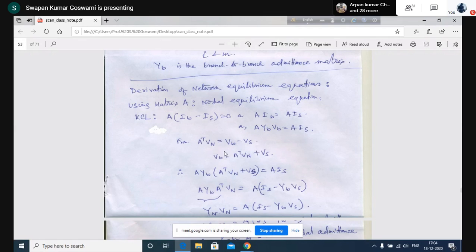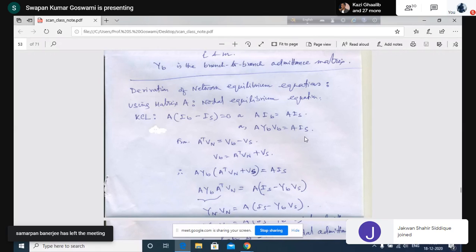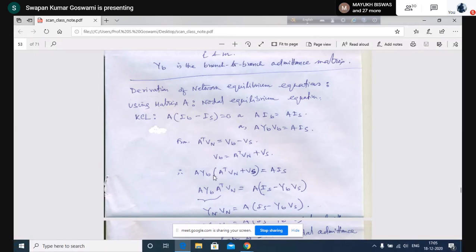Now, we also know that A transpose V naught equal to VE, meaning VB minus VS. We have written this using a matrix on a previous day. Now you can write the expression for VB equal to A transpose Vn plus Vs. Now let us write the values. What is A YB VB? VB means A transpose Vn plus Vs. So A YB A transpose Vn plus Vs equal to A IS.